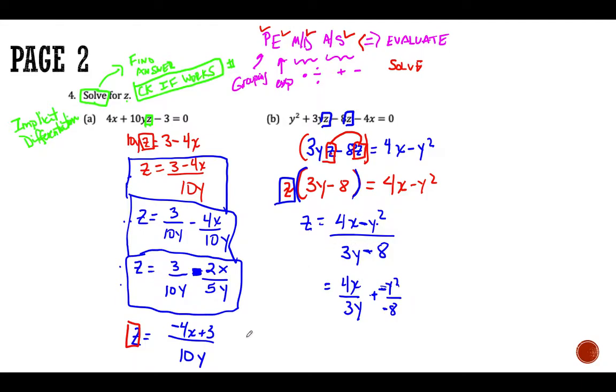Now, I should also say, by the by, y can't be 0 here. By the by, y can't be 8/3 over here, because then I get 0. Generally, you don't need to do that when you are just solving for a variable.